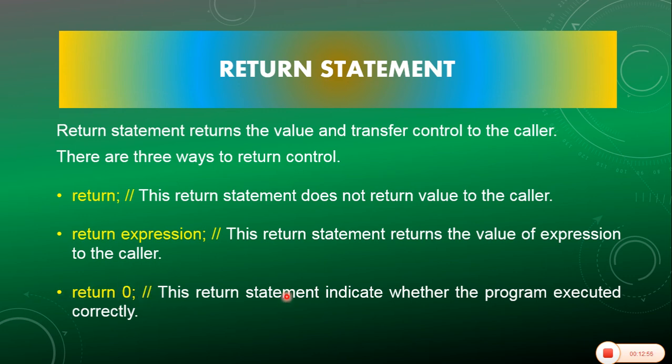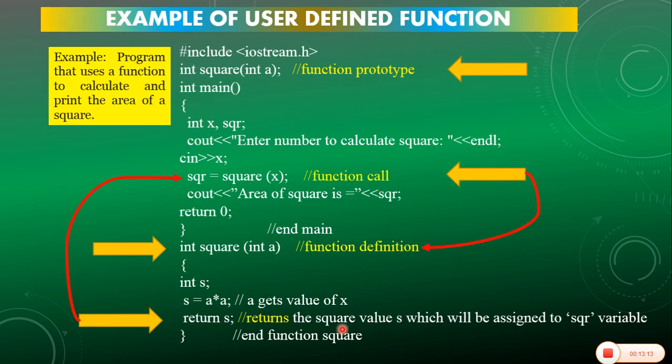While return 0 indicates whether the program is executed correctly, and as the main function is also a type of function, we usually include return 0 in order to ensure that the program has been executed correctly. Now here comes an example by which you can clearly understand the user-defined function. It's a program that uses a function to calculate and print the area of a square.